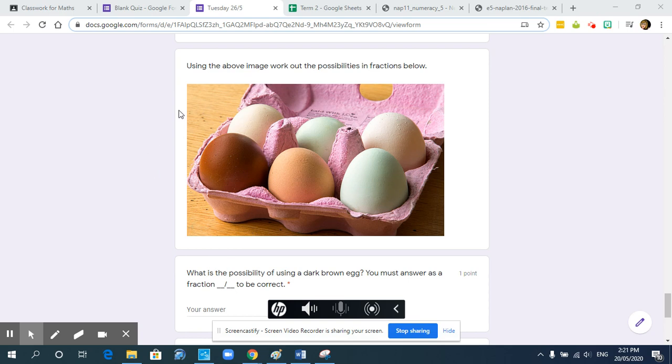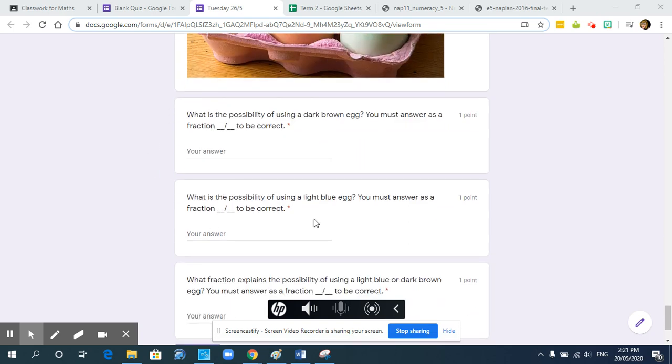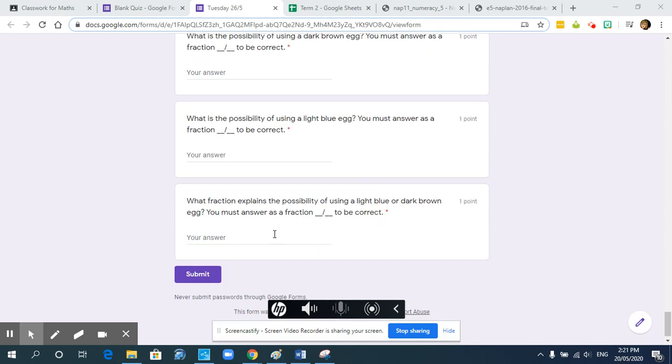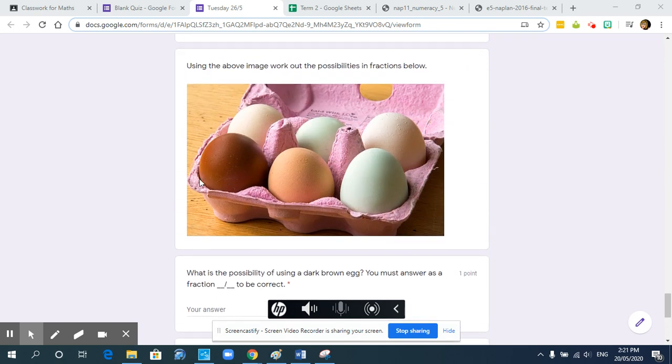Looking at this image again for the next one. What is the possibility of using a light blue egg? And you must answer in a fraction to be correct. And the last question, what fraction explains the possibility of using a light blue or dark brown egg? And you must answer as a fraction to be correct. And remember, we're choosing them randomly. Press submit when you're done.